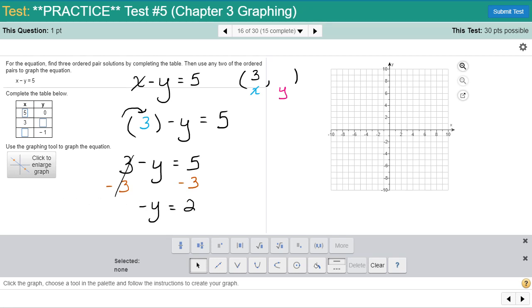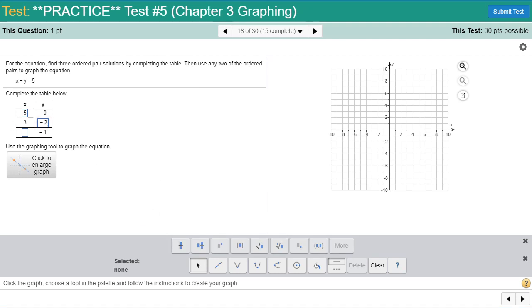We want to flip the sign of that y. And to do that, we can either multiply both sides by negative 1 or divide both sides by negative 1. I think in this case, I'll just multiply everything by negative 1. So negative 1 times negative y gives us a positive y, and negative 1 times 2 is equal to, well, negative 2. So there we have our value for the missing y. Let's plug that in. So when x is 3, the corresponding y is negative 2.